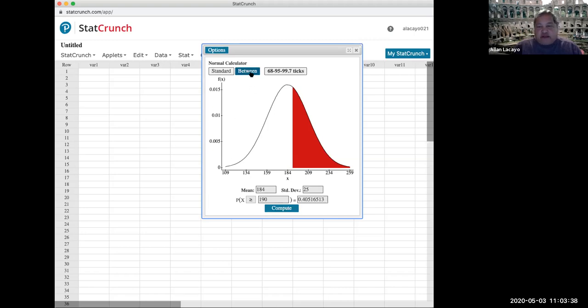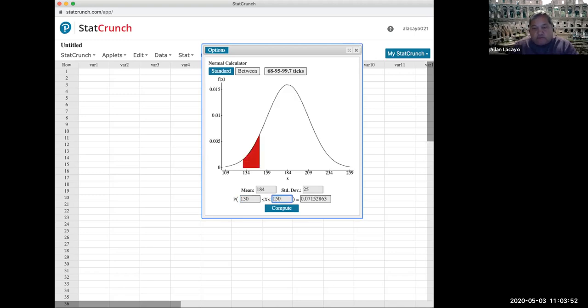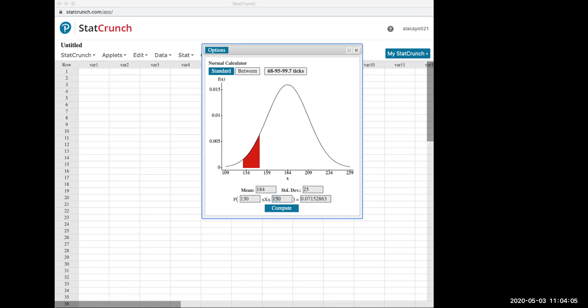Part B, you would set the calculator to greater than 190. Part C, you have to change from standard to between. And then you put the low value, whatever the low value is, and whatever the high value is. And then you get an area. I don't know what your low and high are, but that's for part C. Okay, yeah, I get it. Thanks.